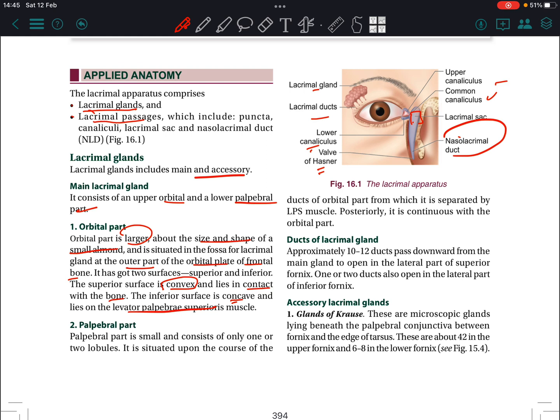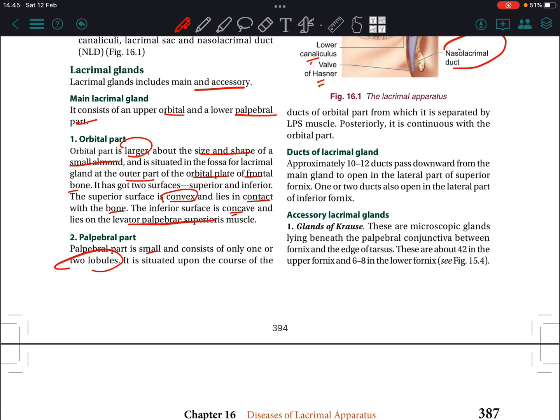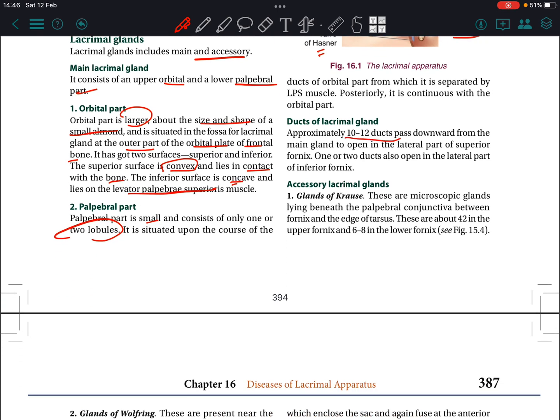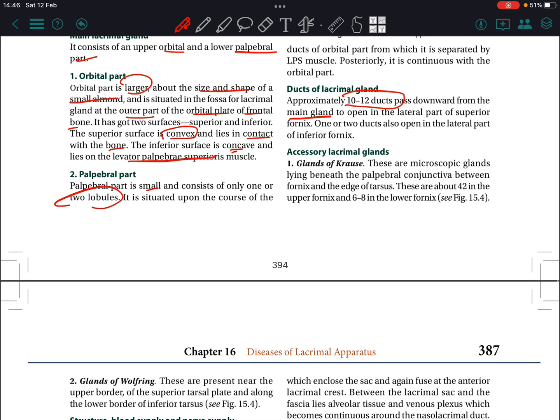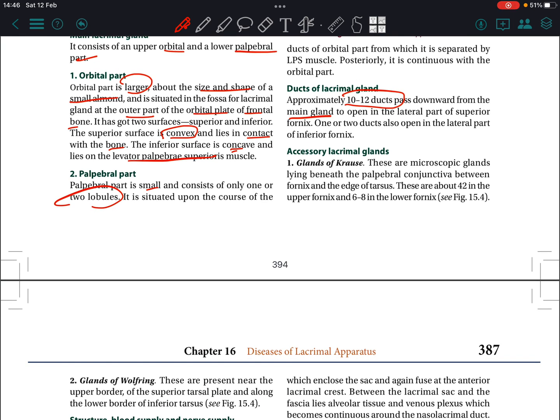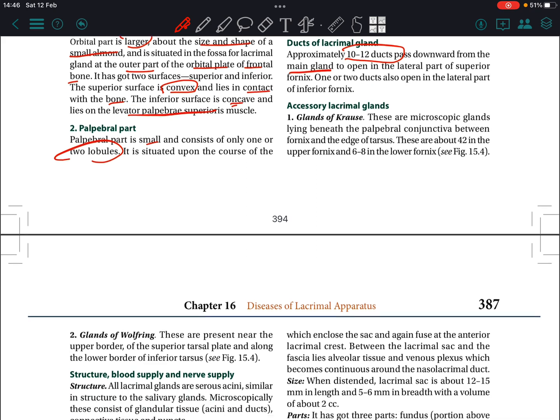Palpebral part. The palpebral part is small and consists of only one or two lobes. It is situated upon the course of the ducts of the orbital part, from which it is separated by the LPS muscle. About 10 to 12 ducts pass downwards from the main gland to open in the lateral part of the superior fornix. One or two ducts also open in the lateral part of the inferior fornix.